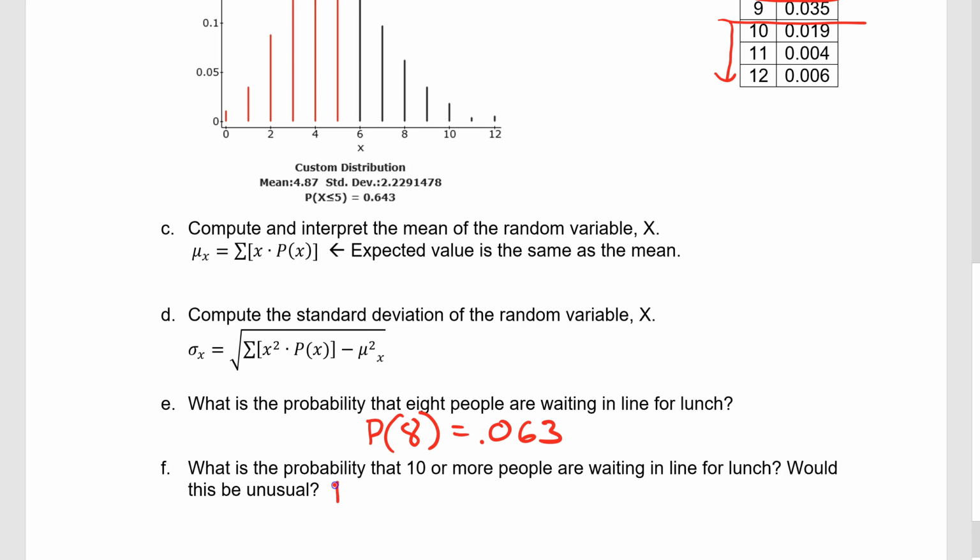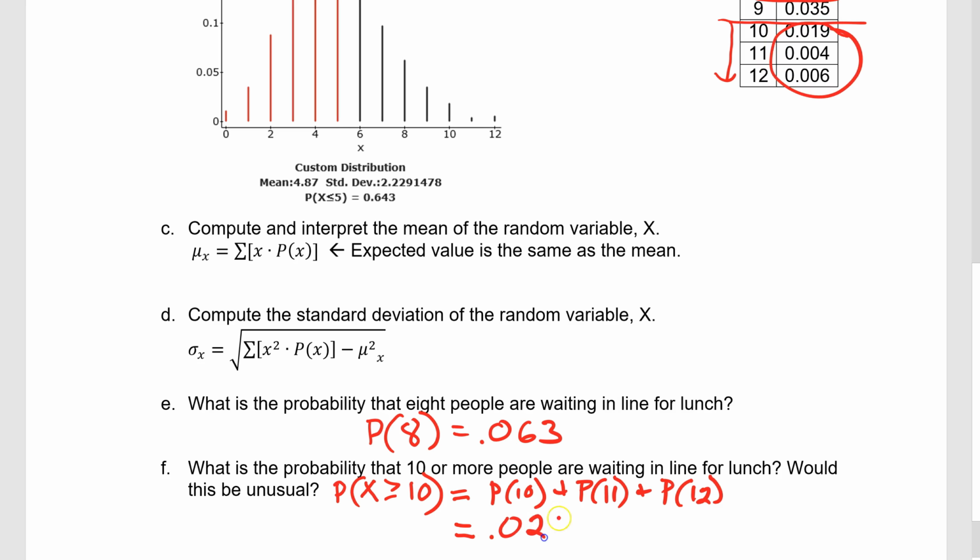And so to find the probability that there are 10 or more people in line for lunch, I would add the probability of 10, 11, and 12 together. And when I add those probabilities, I'm going to get 0.029. Last part of this question is, would this be unusual? And yes, it would be unusual to have 10 or more people waiting in line for lunch because the probability is less than 5%.